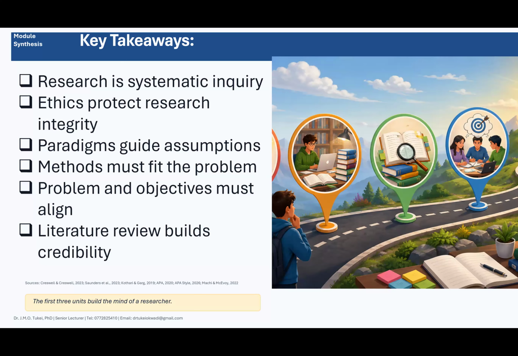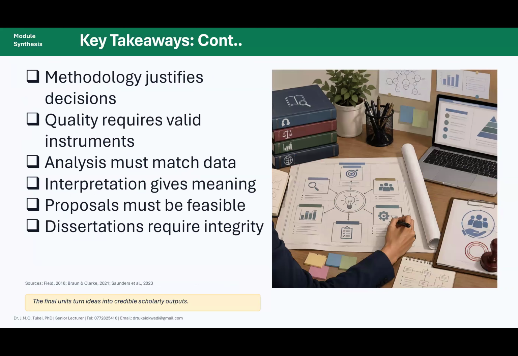The key message here is the first half of a research training builds clear ethics and evidence-based thinking. Very, very important. Key takeaways, and this is where I set my exams from. You can choose to hold on or choose to go away, no worries. We're looking at unit number 4 to unit number 7 key takeaways. They transform a good idea into credible evidence and useful output.